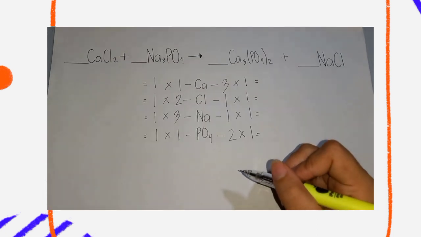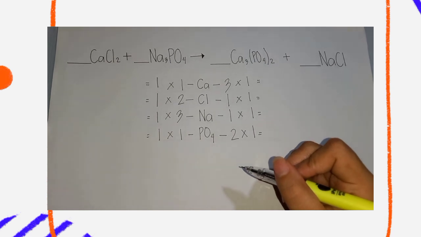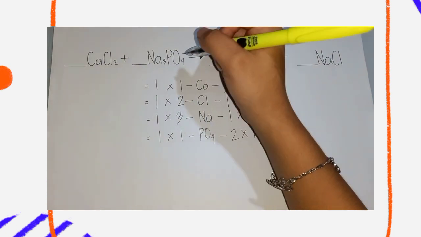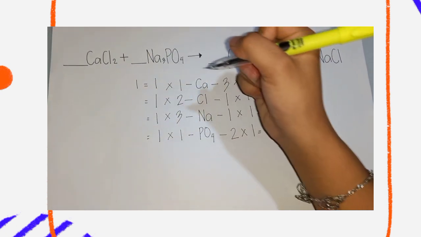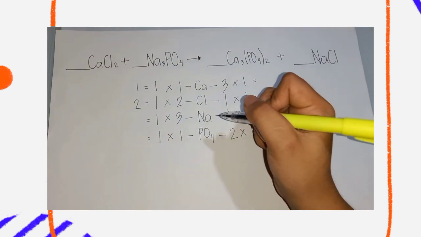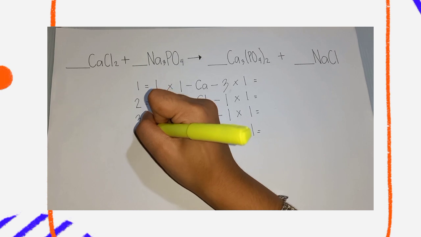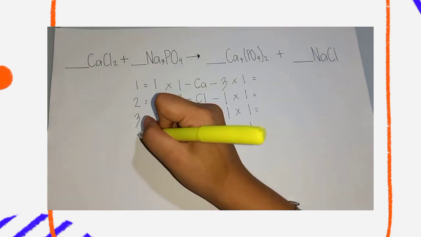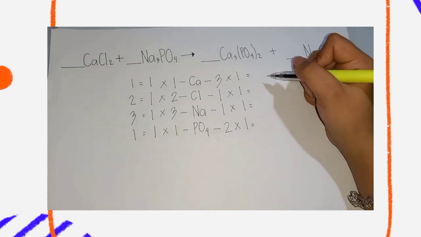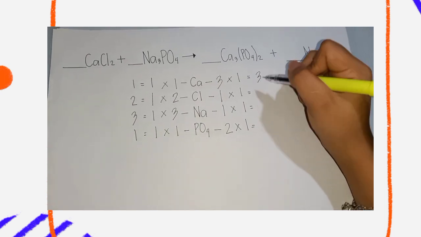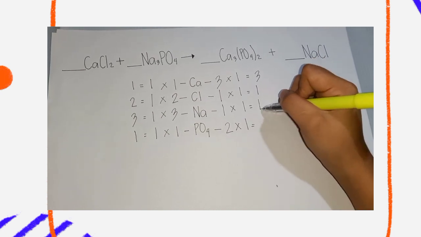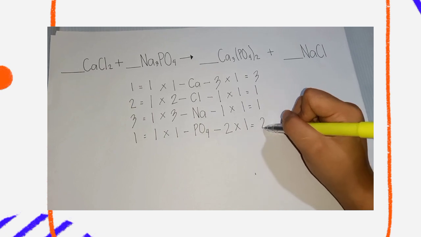So let's multiply all the subscripts by the coefficients. So we have 1 times 1, 1. So 1 times 2, 2. And 1 times 3, we have 3. 1 times 1, 1. And on the product side, we have 3 times 1, 3. 1 times 1 equals 1. 1 times 1, 1. 2 times 1, 2.